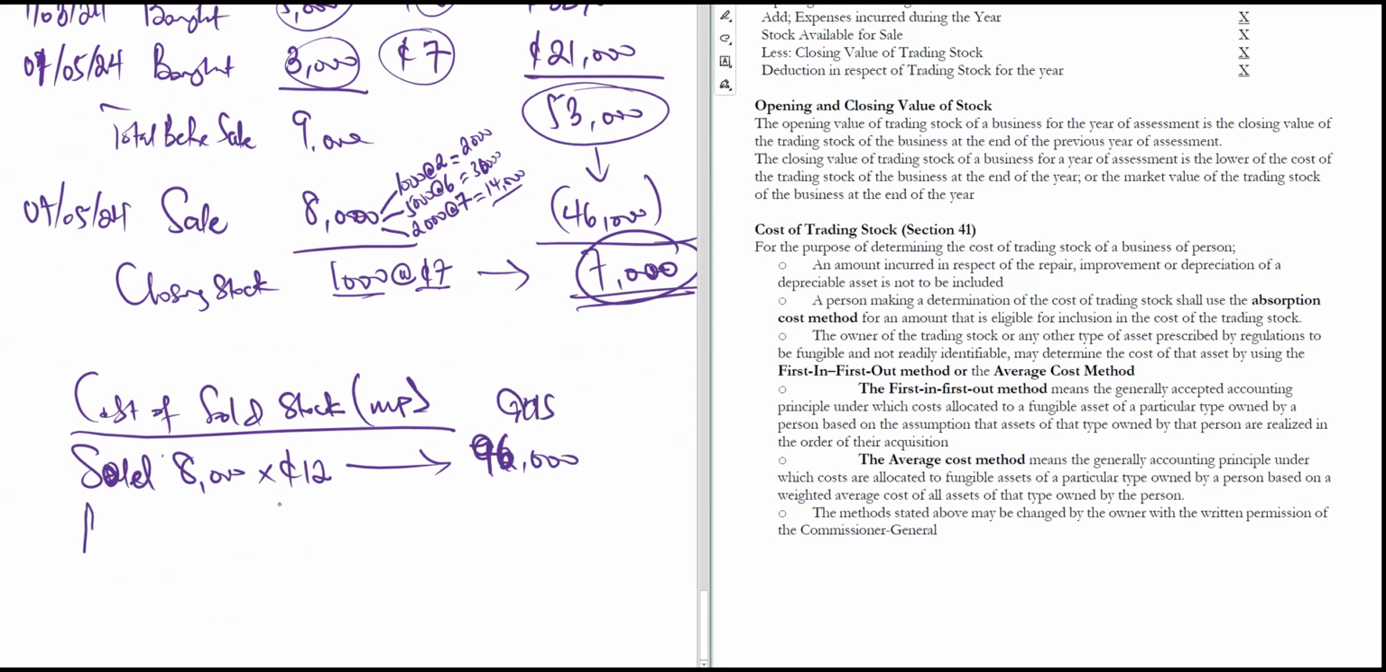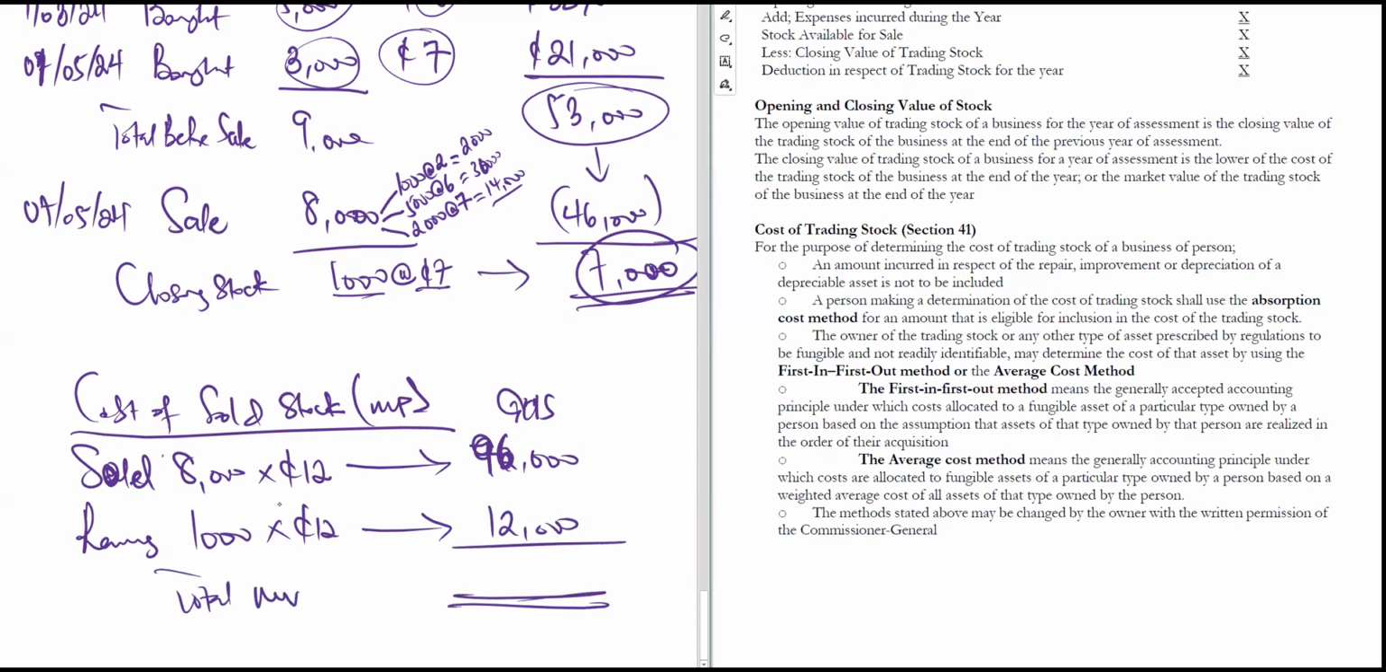And then what is the remaining amount? That's 1,000. 1,000 would have also been valued at the market value of 12, true or false? That would have been giving us 12,000, not so? Meaning that the total market value of all the stock would have been what? 108,000.